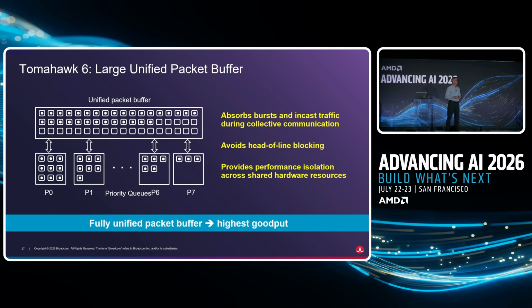The large buffer also avoids head-of-line blocking, and provides performance isolation for shared hardware, especially when you have different vPods within one rack. So overall, this fully unified packet buffer will give you the highest efficiency, absorbing congestion in the network to give you the highest overall goodput.